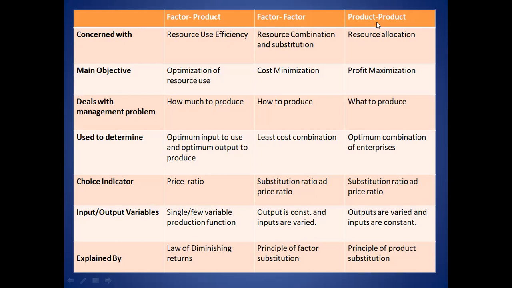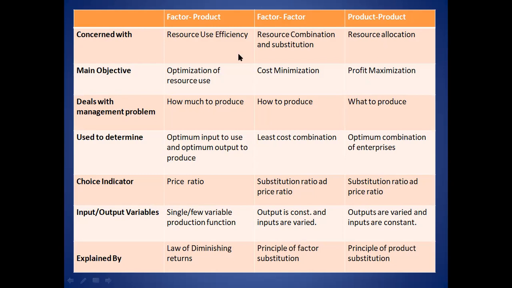Then the third one, product-product relationship. Here our concern is resource allocation. Resource allocation means we have limited resources. We have to allocate them in such a way that we can have different combinations of products. With limited resources, we have to produce 2 products. So how much of each product will we produce using the same limited resources?